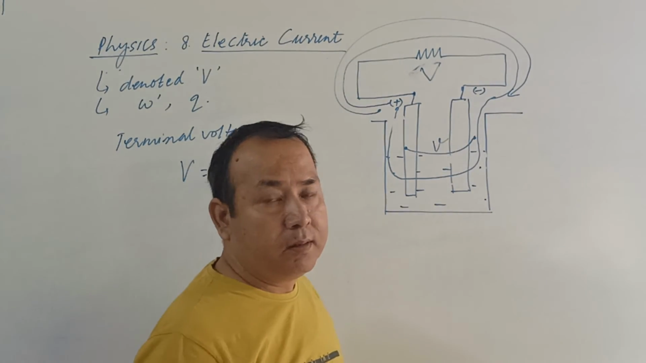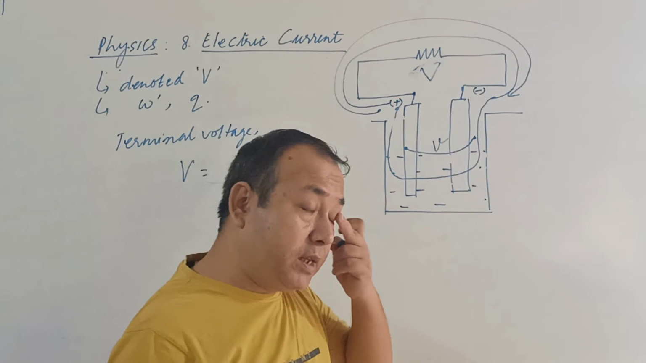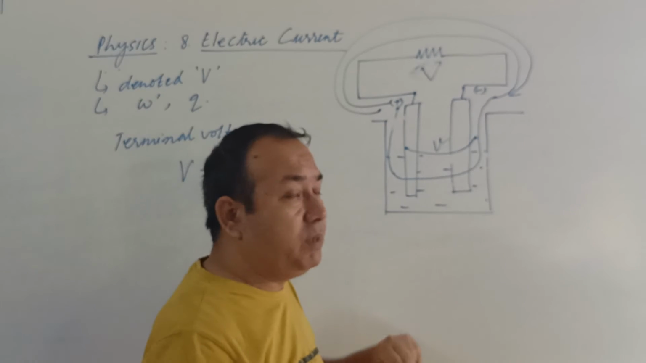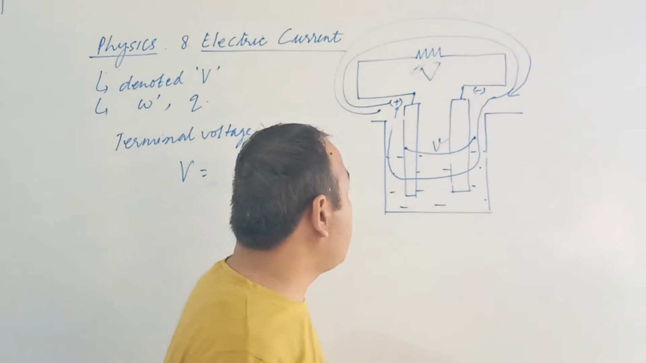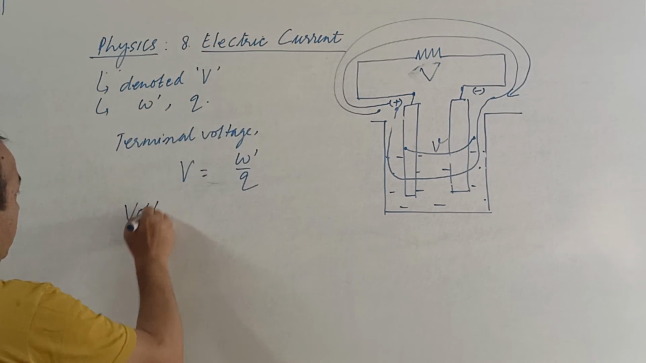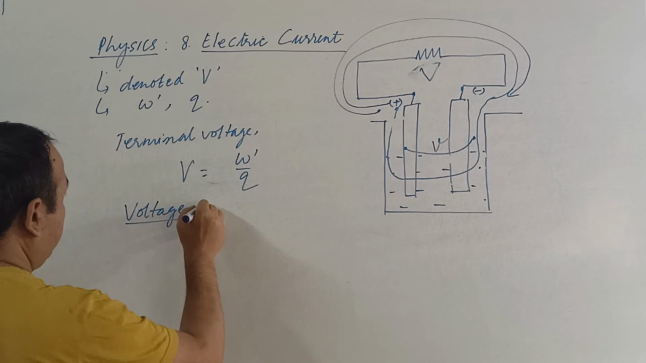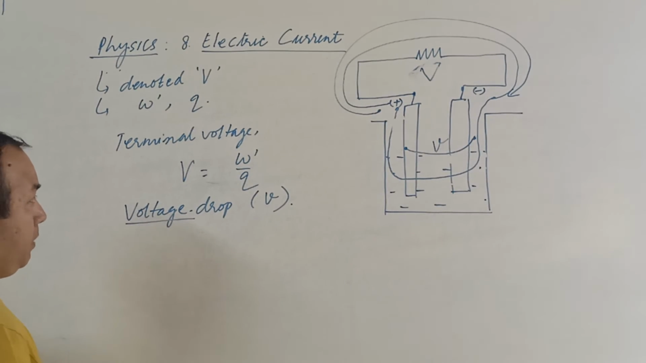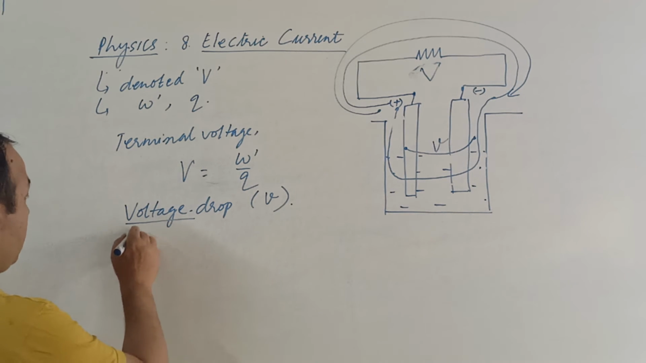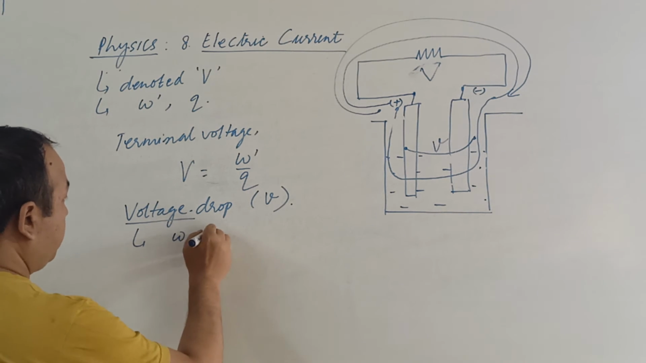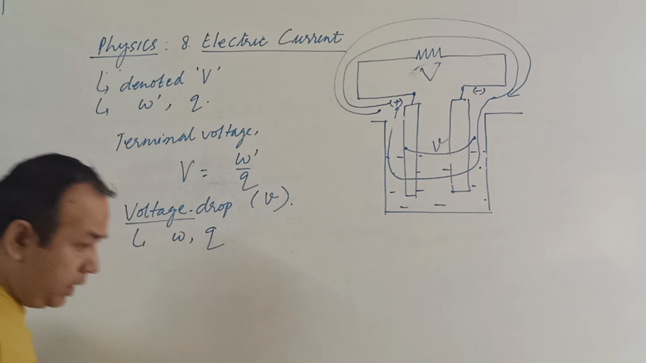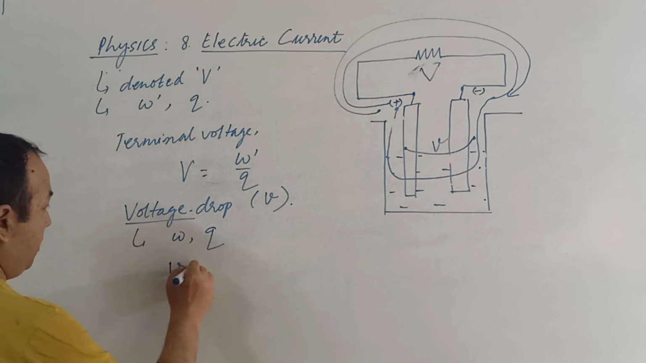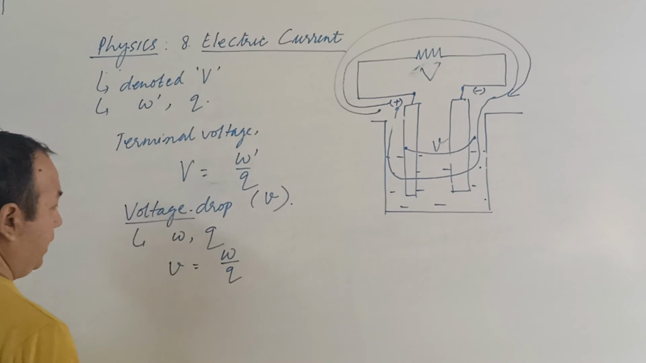Then here, voltage drop means the amount of work done to take the unit positive charge from one terminal to the other terminal through the electrolyte. Voltage drop is denoted by the small letter v. If a small w amount of work is done to take the unit positive charge q through the electrolyte, inside the electrolyte, then the voltage drop is given by the formula small w divided by q.